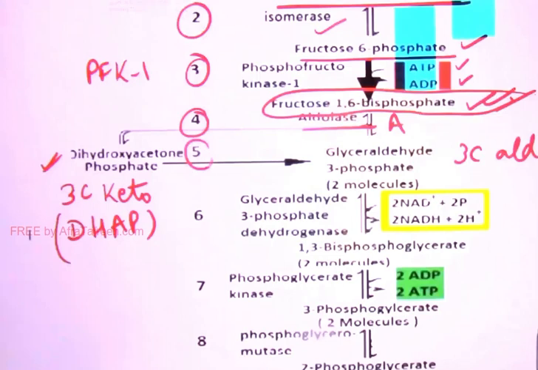Now the fifth step is DHAP also gets converted to glyceraldehyde 3-phosphate. This way we get 2 molecules of glyceraldehyde 3-phosphate, and the name of the fifth enzyme is isomerase, because aldehyde and keto interconversion is always by isomerase. So the fifth enzyme is isomerase.